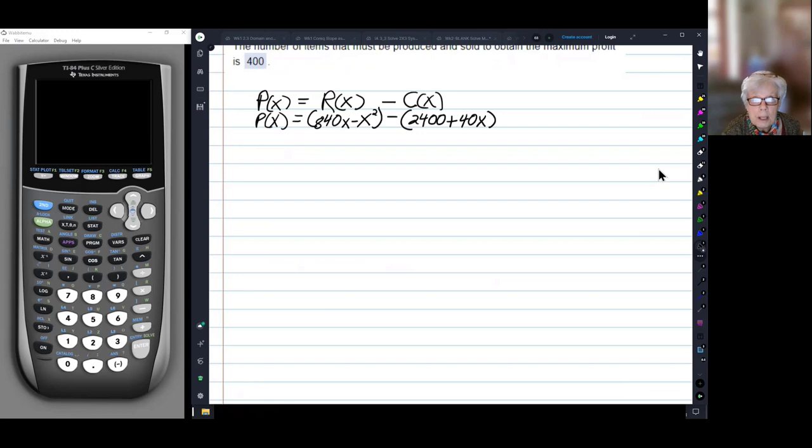So there, here's our revenue. That is the formula for the revenue. And here's the formula for the cost. Functions and formulas are very similar a lot of the time. Sometimes they're the same thing. So P of X is going to equal 840x minus x squared. Now, minus 2400 minus 40x.